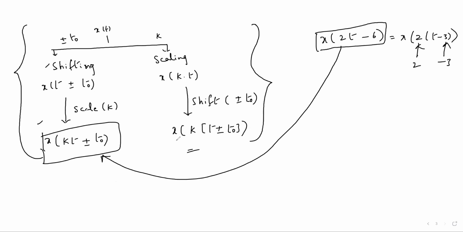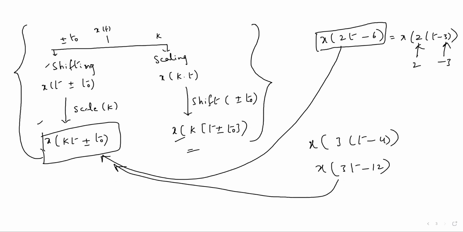If you get some expression in this form, like 3 into t minus 4, you can convert it into the required form like this, 3t minus 12, and you can follow the regular notation. This is what we have to do. Enough. It avoids all confusion in future classes. So this is the precedence rule for performing the shifting and scaling operations on a signal.